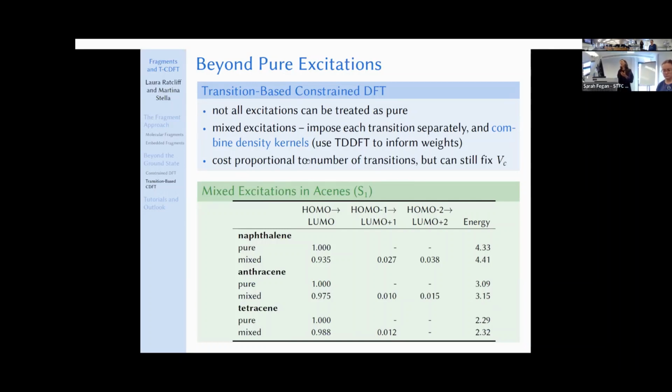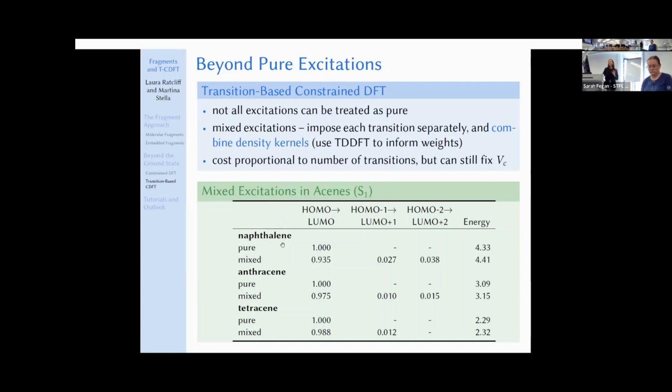So we implemented this option with the idea of imposing each of the transitions separately and then combining the kernels obtained for each of the transitions. And then we tested it in a number of examples. So I'm going to tell you a little bit about how this is done.